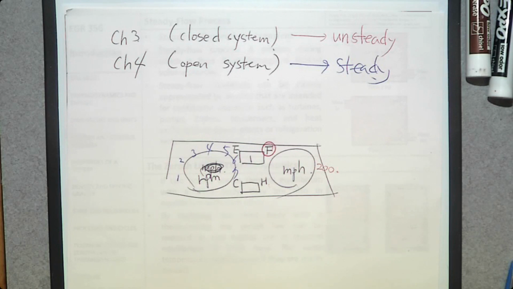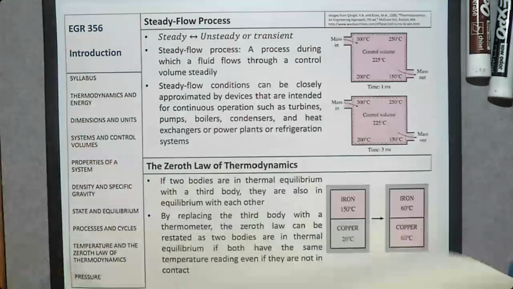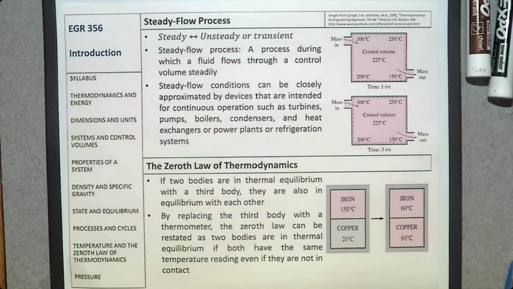You can see a steady process means that the main property of the system does not change, in this case, the coolant temperature. Okay. The zeroth law of thermodynamics: if two bodies are in thermal equilibrium with a third body, they are also in thermal equilibrium with each other. You can just go through that and you can easily understand that. Okay. Any question about this slide?